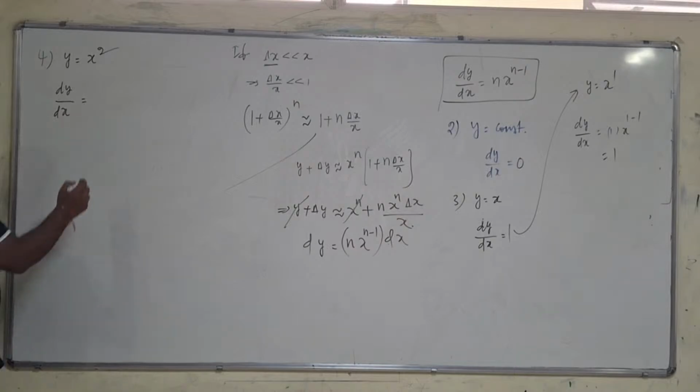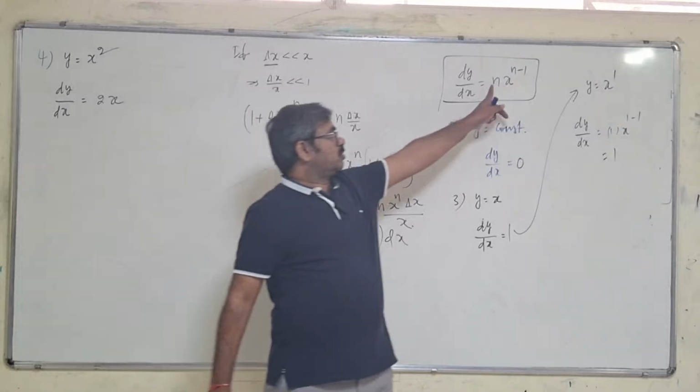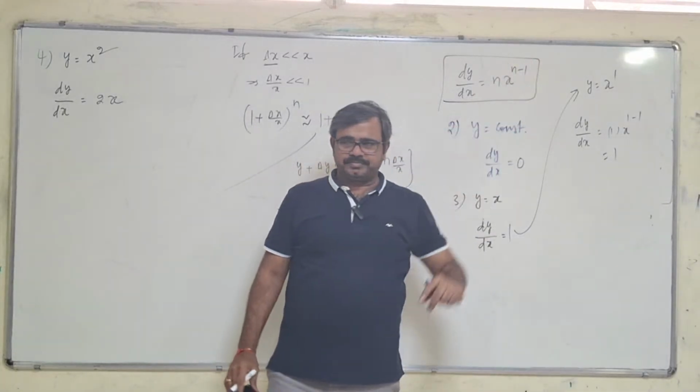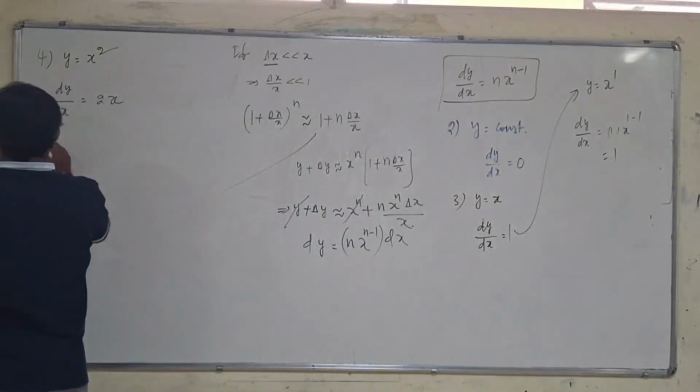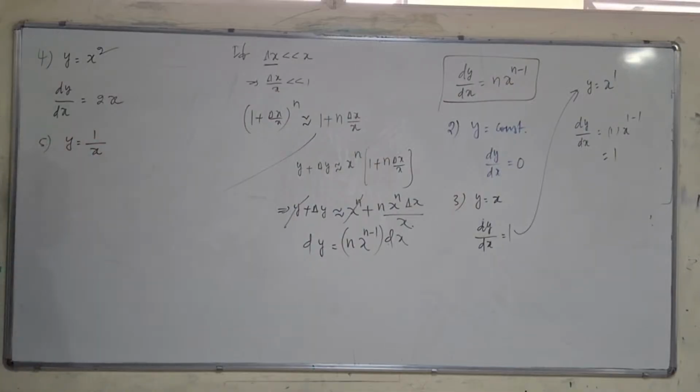dy by dx is equal to 2x. n into x power n minus 1, so 2 into x power 2 minus 1, dy by dx is 2x. Next, y is equal to 1 by x. What is dy by dx?